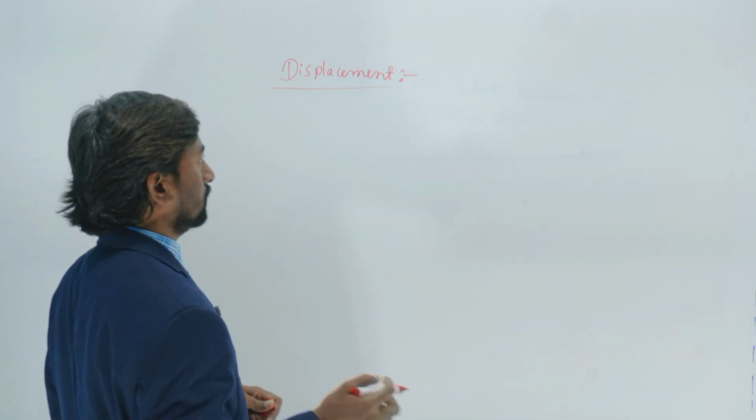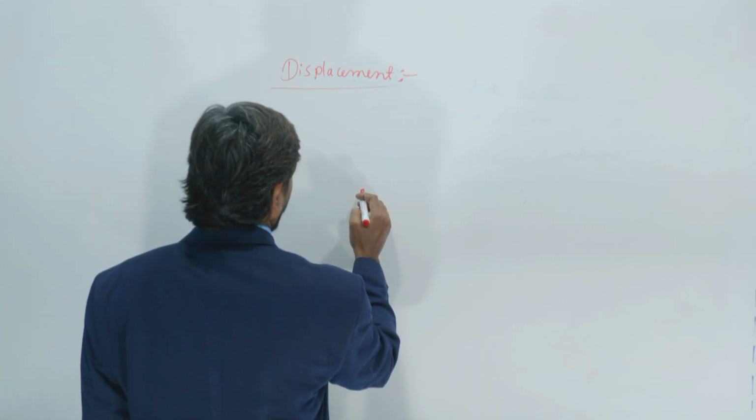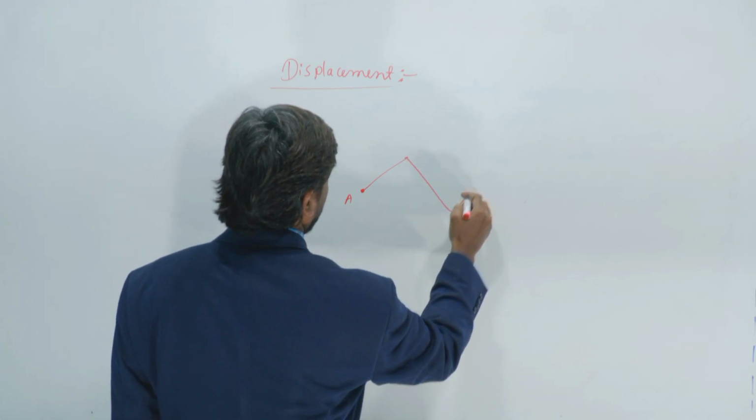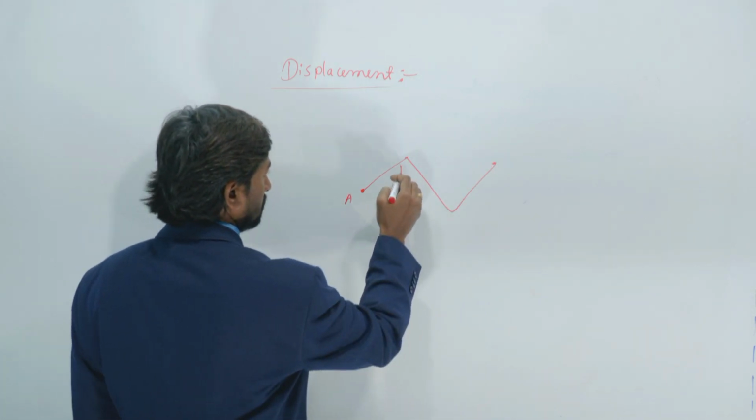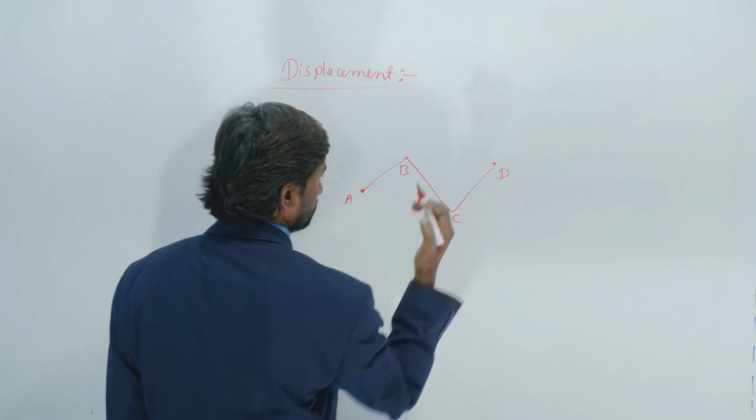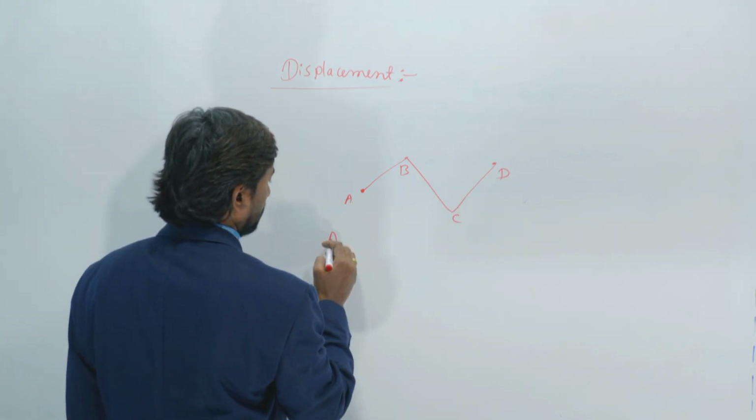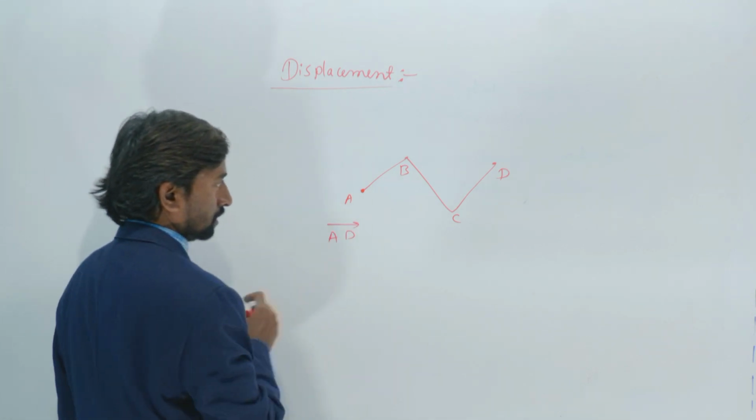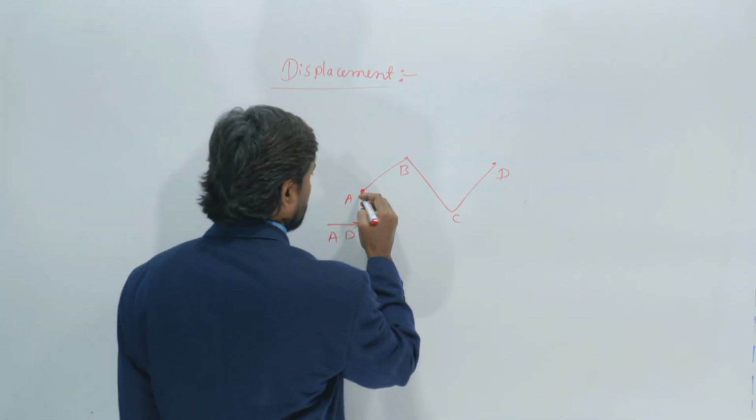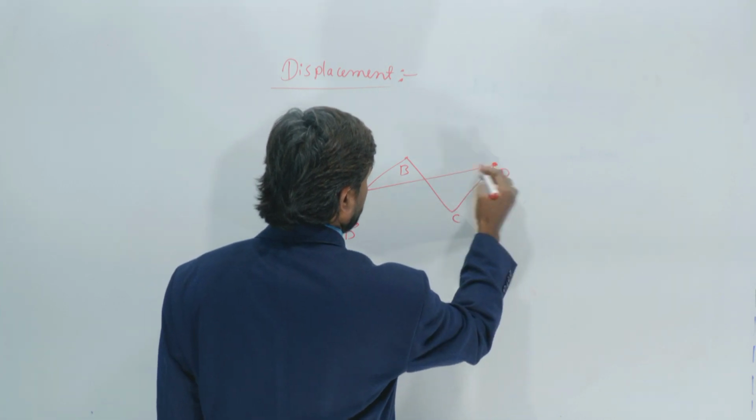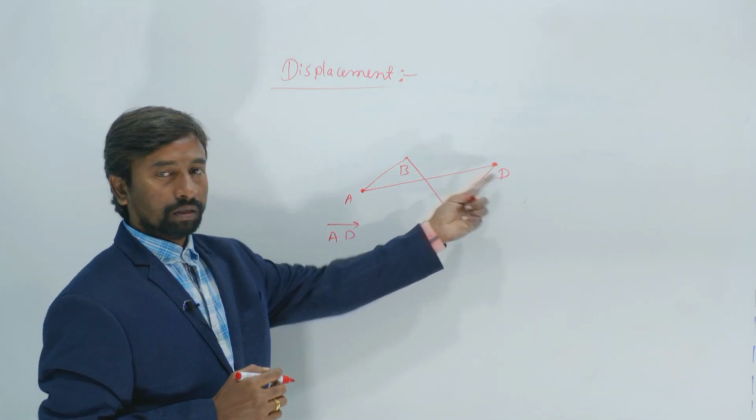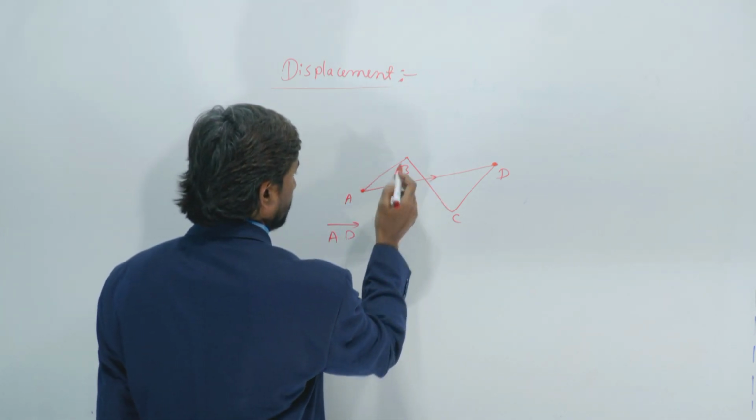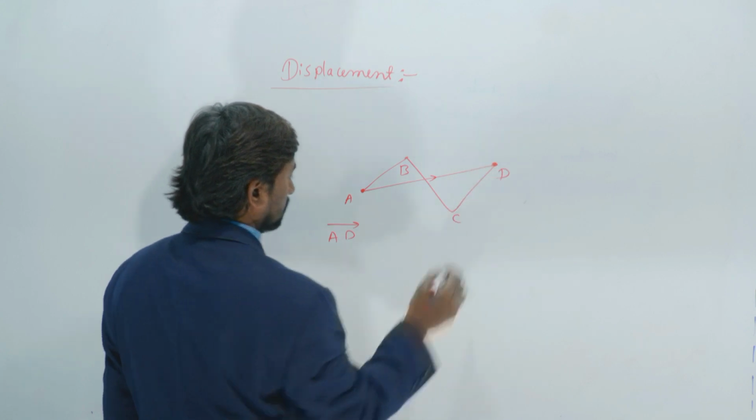Suppose a body travels from point A to B, B to C, and C to D. So this is A, B, C, D. We know that A to B, B to C, and C to D together will be the distance, and if you want to write the displacement, that is nothing but the shortest distance from A to D. So AD will be the displacement. A to B, B to C, C to D, that is the distance.